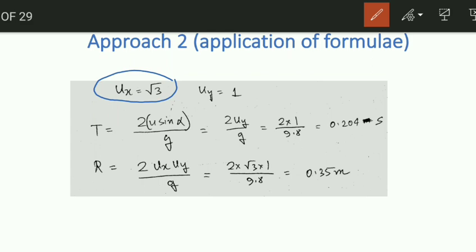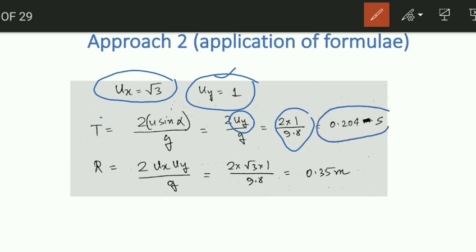We have been given the ux and the uy, x and y component. See the time of flight. Time of flight is 2u sin α by g. As I told you, u sin α can also be written as uy, that is the y component of initial velocity. And we already have uy. So why do we need to find alpha? We don't need to. 2 into 1 by 9.8, that is 0.204 second.